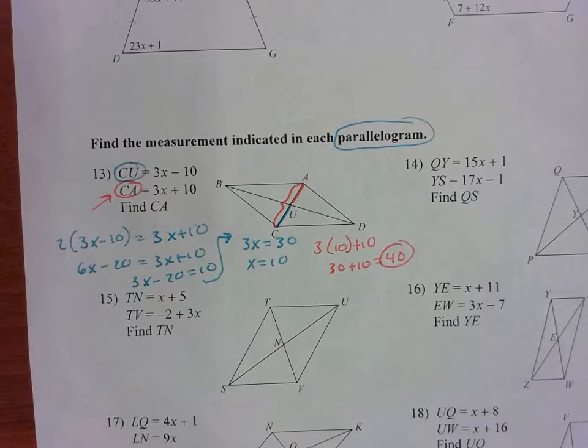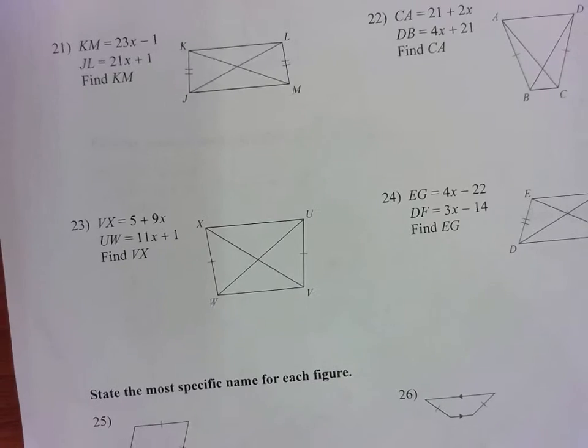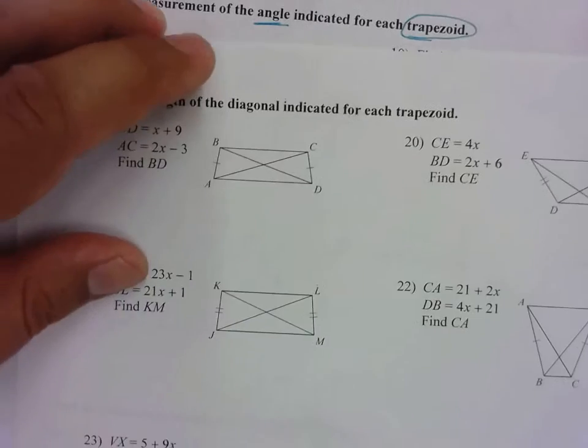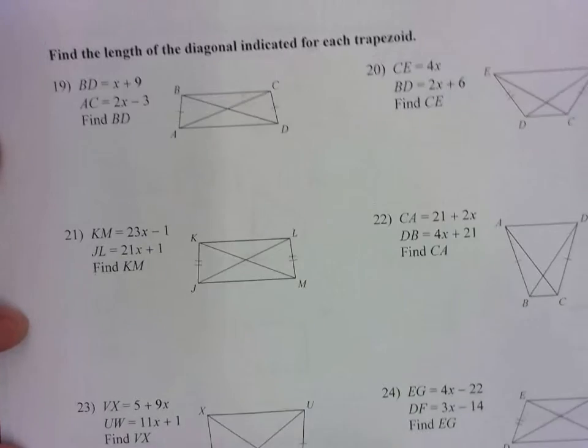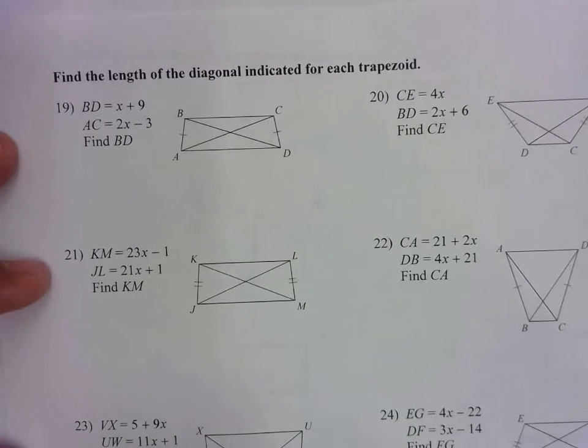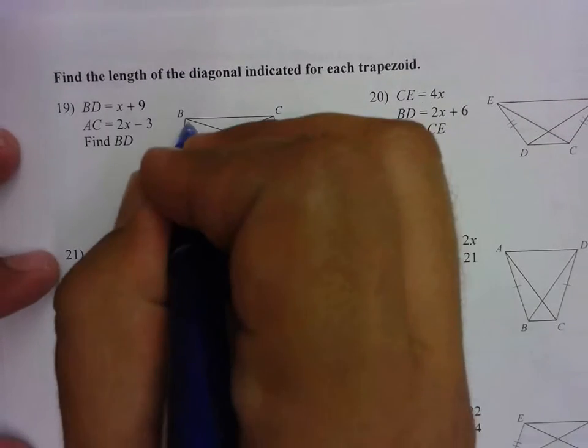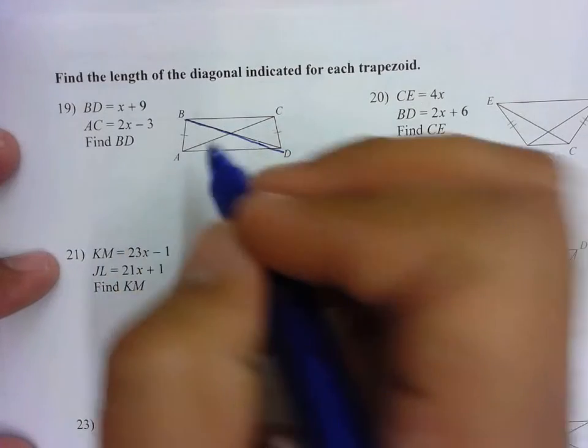Number 19. Find the length of the diagonal in the trapezoid. Your diagonals in a trapezoid are congruent. So all of these should be relative. Why did it freeze? There we go. They gave you BD and AC. They gave you both diagonals.